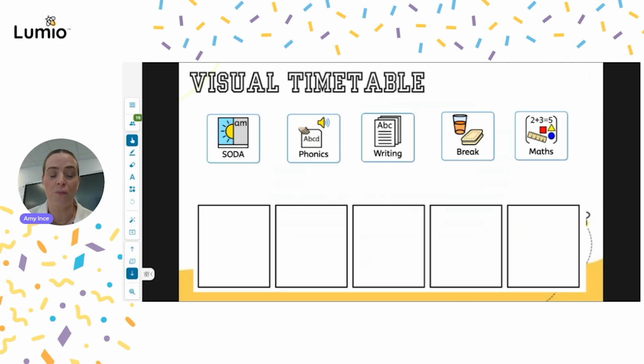So the first thing that I'm going to talk about is the visual timetable. I'm fairly sure we would all use some sort of visual timetable within our environments. At my school, we use the widgets, and that is consistent across the whole school. Now, early years do use this, but I just take it one step further because their timetable does look different to what they are used to.